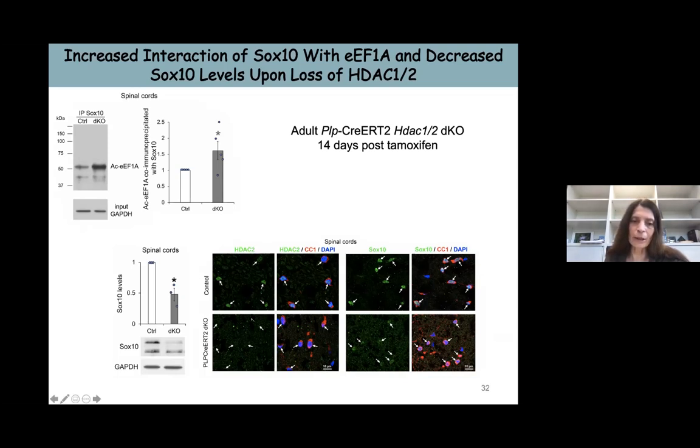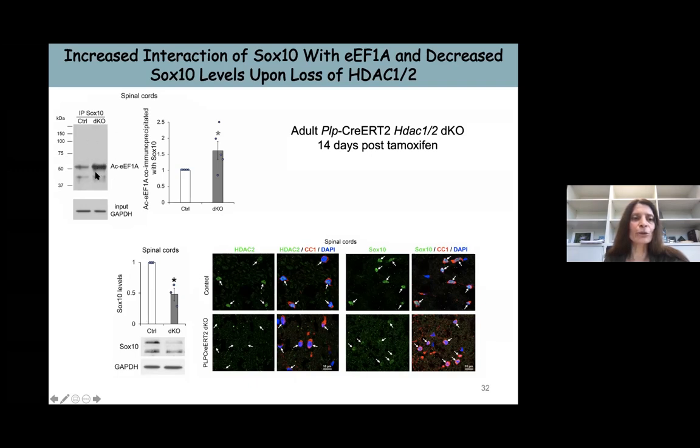So you can see here immunofluorescence in the double knockout of HDAC2 compared to control in the CC1 positive cells. In mature oligodendrocytes, you see that's mostly gone. And you see the levels of SOX10 are very, very low too. And this is just the same, but by Western blot analysis. And then we did the IP of SOX10 in the double knockout as compared to the control.